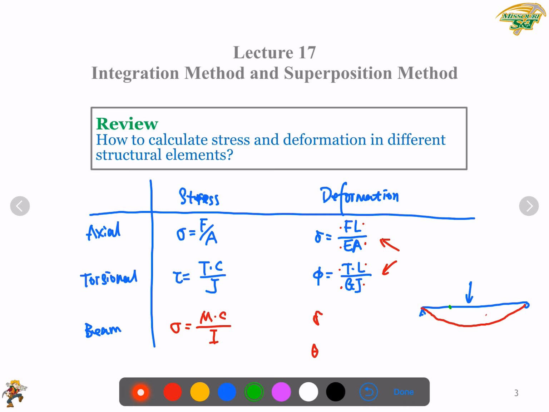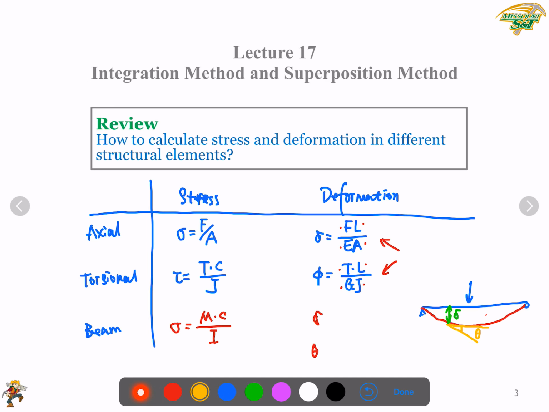This point will move from the original position to here. This distance is called delta. We call this the deflection at this random point. If you look at this point again, after deflection, you will have an angle between the tangent direction and the original direction. Here is theta, and we call this theta the slope. So these are the two components of the deformation of a loaded beam.